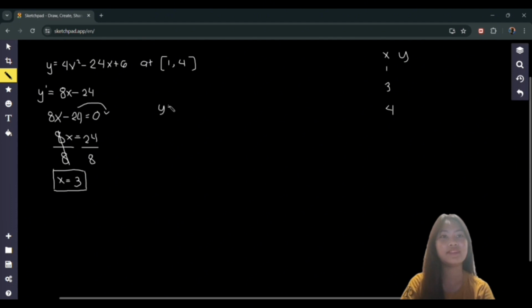Now that we completed the value of x, the next step is to find the value of y. Substitute the value of x to the given equation and solve. Y is equal to 4 times 1 squared minus 24 times 1 plus 6. Then solve. You'll get y is equal to negative 14.